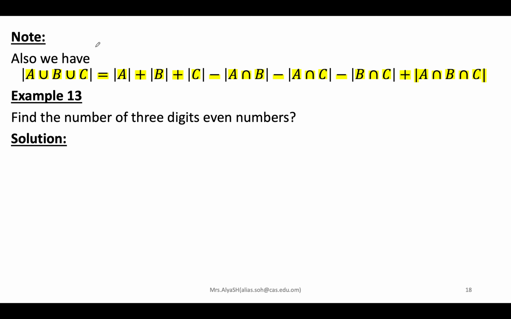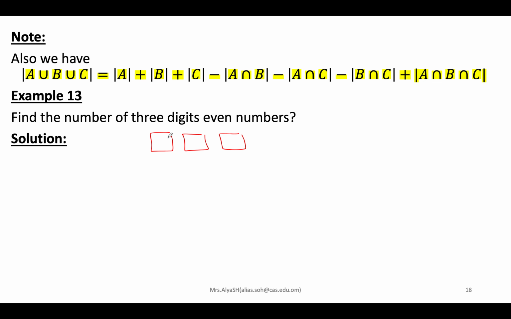We also have that if there are 3 sets, then we add the elements of each set, minus A intersect B, minus A intersect C, minus B intersect C, plus A intersect B intersect C. Now let's check this example. We need to find the number of 3-digit even numbers. So here we have 3 digits and they should be even.